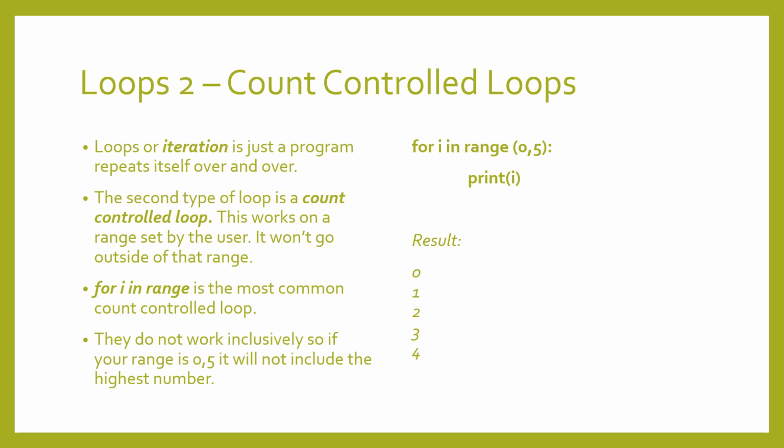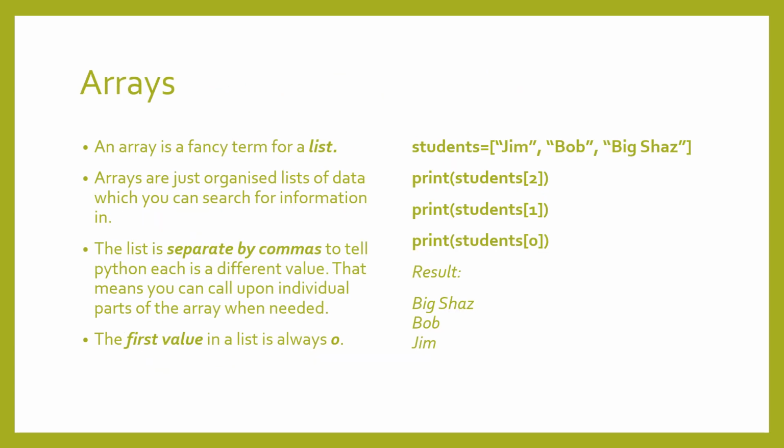Alright, but that's the count controlled loop. And the best one is the for i in range. Remember, the i doesn't matter, it could be anything, it could be x, but as long as it's the same. So as long as that i or that x or whatever is the same as the one you print, that's how it works. And that's the count controlled loop.